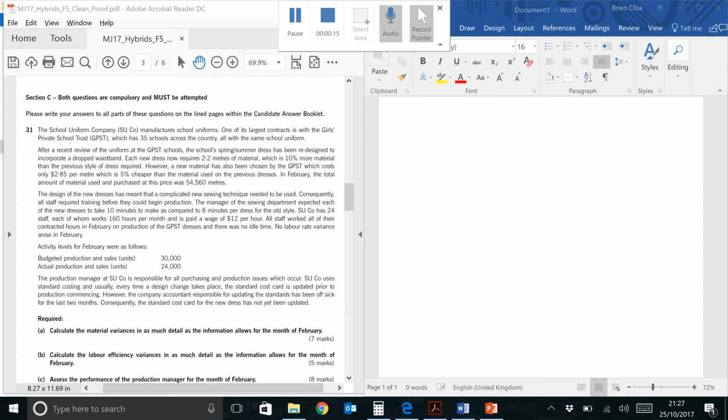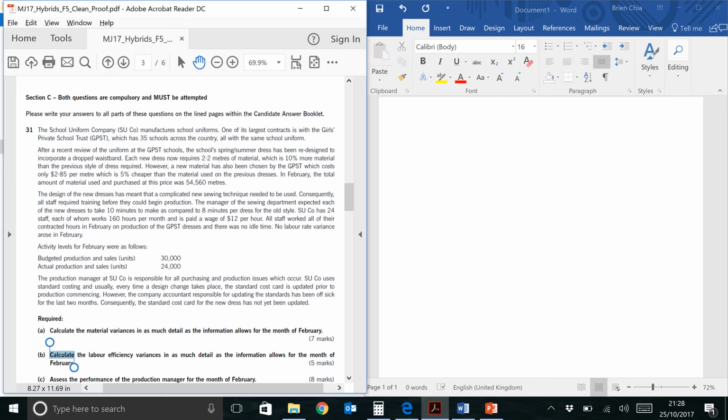So we'll be looking at question 31 from section C of the examination, and we are looking today at part B of the requirements, which is: calculate the labor efficiency variances in as much detail as the information allows. So let's take a look at what the question says.